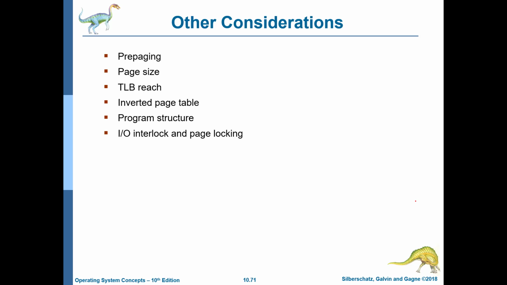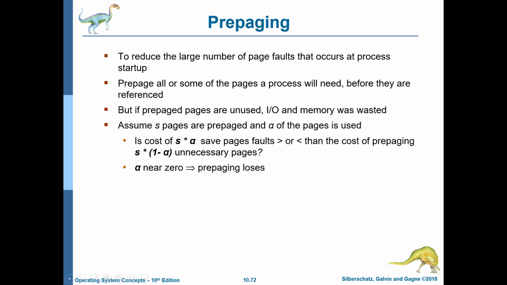Now let's look at a few other considerations: pre-paging, page size, TLB reach, inverted page table, program structures, and so on. So this is what pre-paging means. Let's say when a process is starting up, we'll have a lot of page faults, the primary reason being that none of the process's pages are in memory. So what we can do is prefetch the pages. This is also called pre-paging.